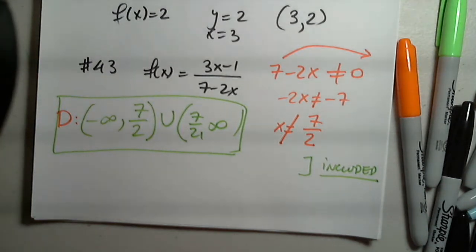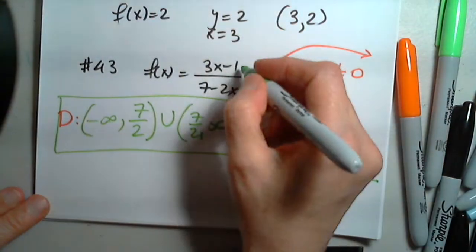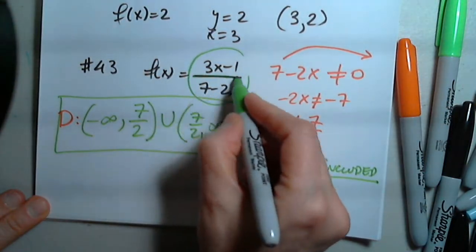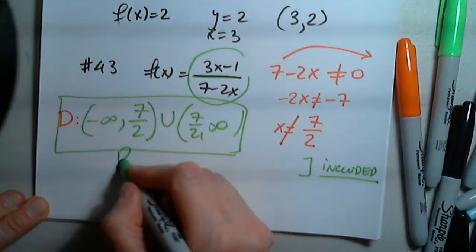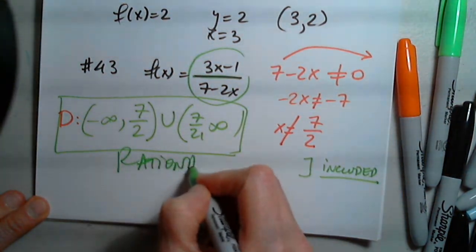Okay, now I'm going to share my screen. If you have questions, please ask. Okay, so that's what a rational function is. It's a ratio of two polynomials. Rational function.